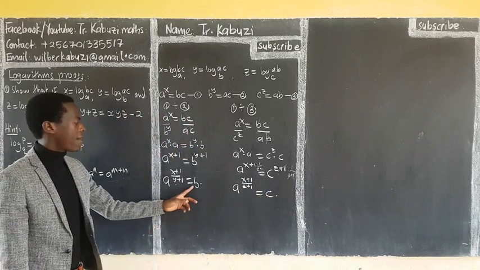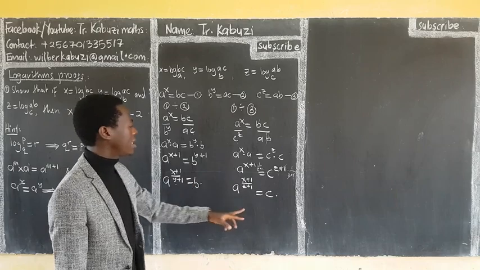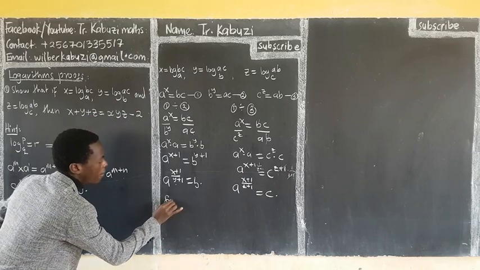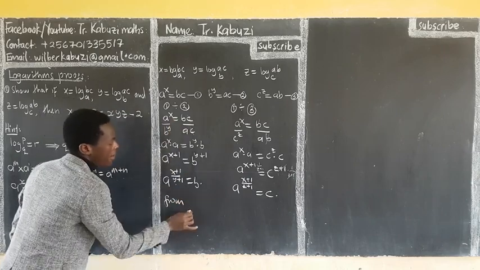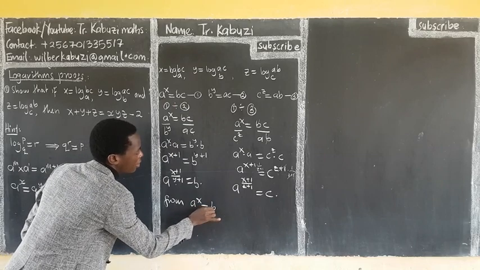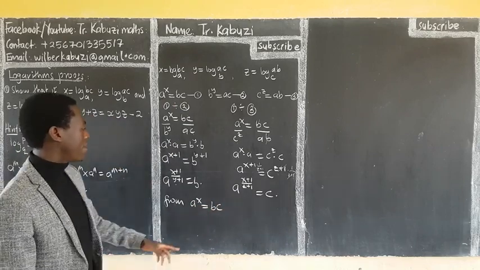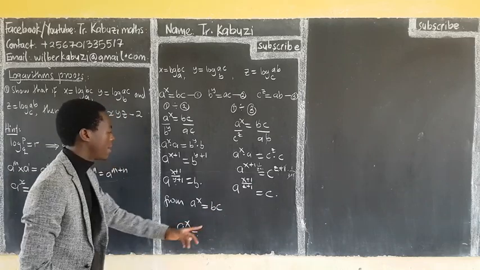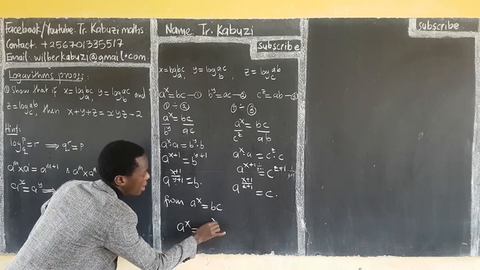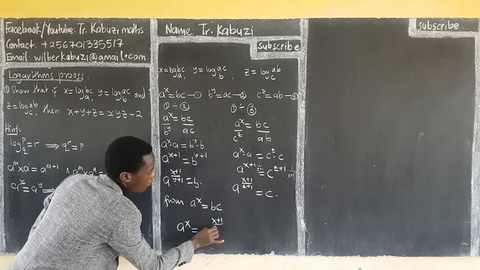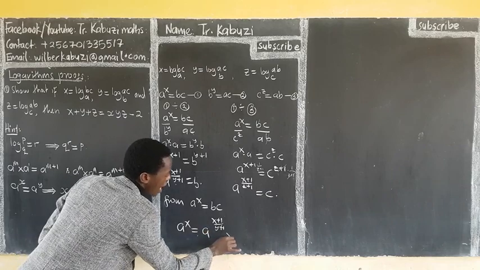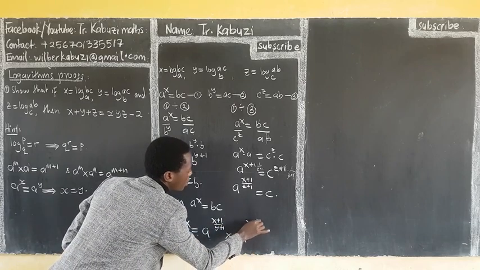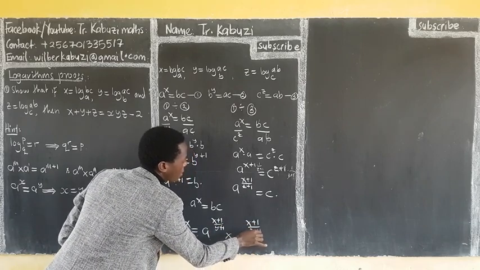Now that I have what a is, I have what b is, I have what c is in terms of a. So from equation 1, I know that my a^x is equal to bc. So can I substitute them here? When I substitute them here, I have now my a^x equal to my b, which is a^(x plus 1 over y plus 1), then times c. My c from here is a^(x plus 1 over z plus 1).